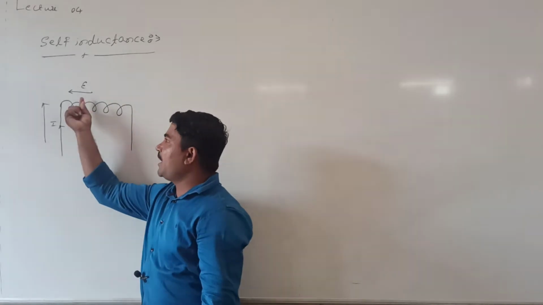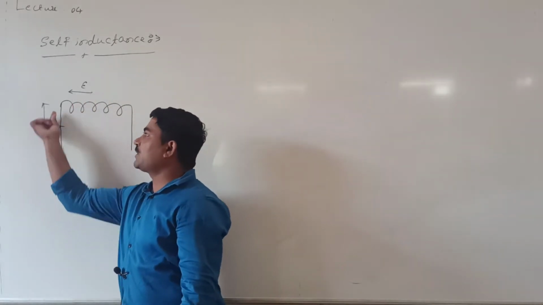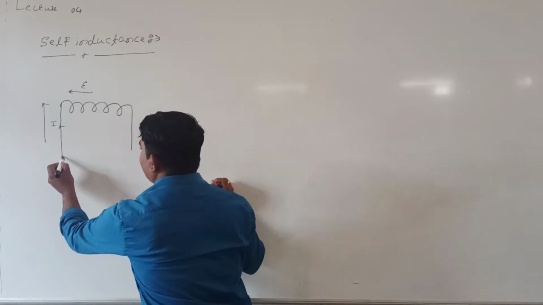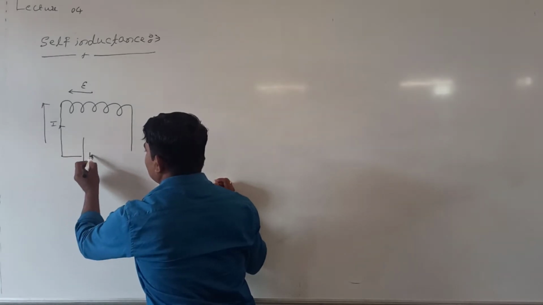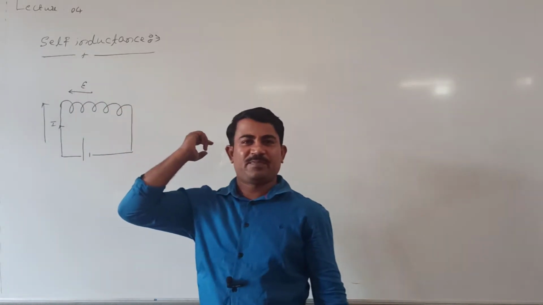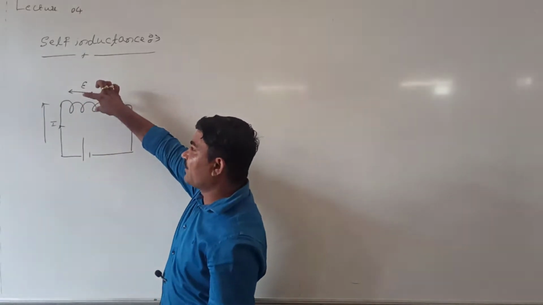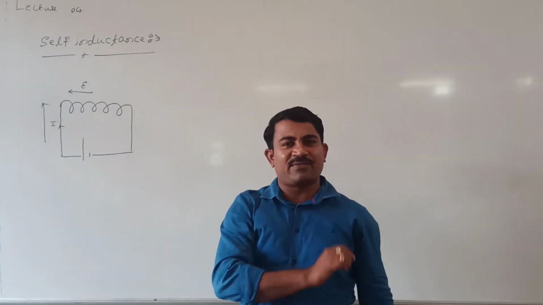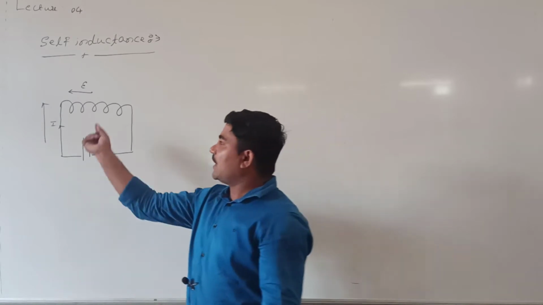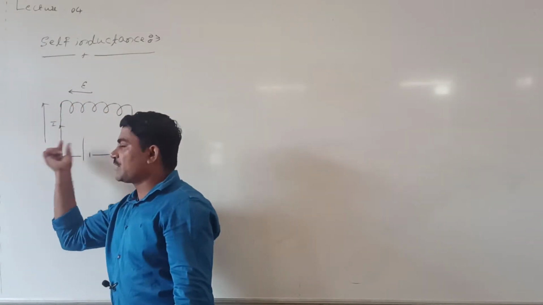This induced EMF opposes the growth of the current. This current comes from a battery. From this battery, variable current flows. Due to the variable current, magnetic flux changes. Due to the change in magnetic flux, an EMF is induced in this coil. This induced EMF again opposes the growth of the current.